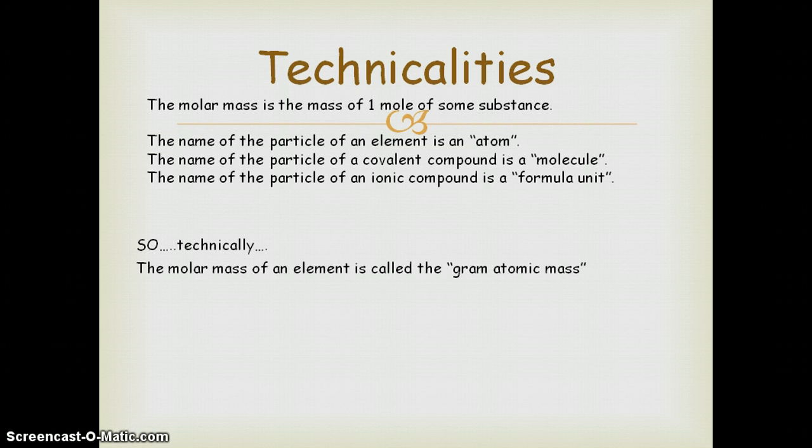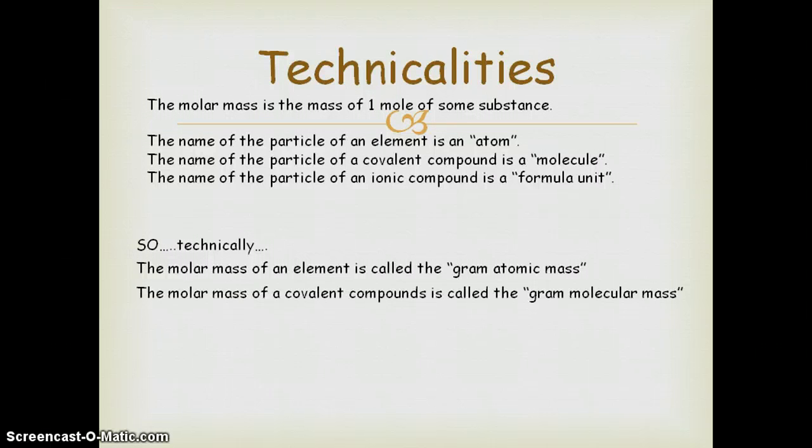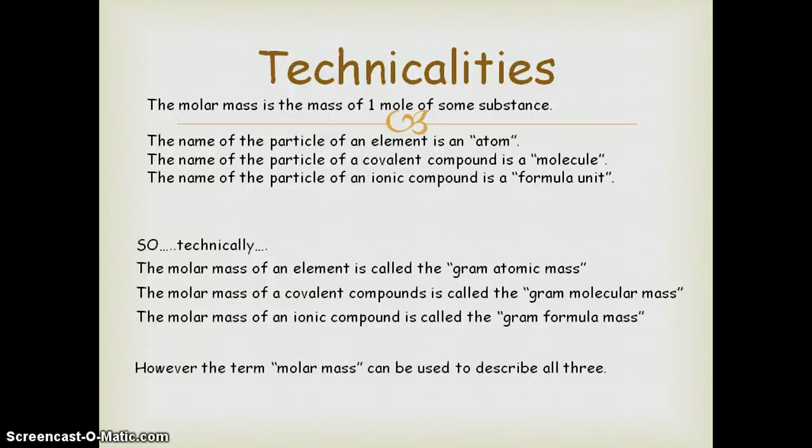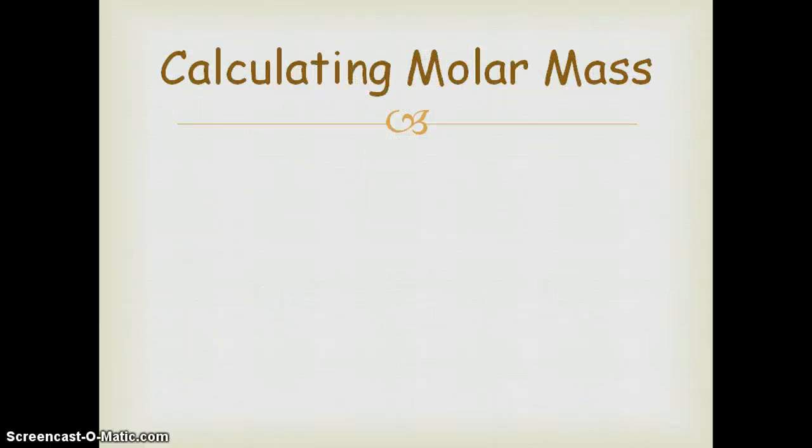Okay? So technically, the molar mass of an element is called the gram atomic mass. And technically, the molar mass of a covalent compound is called the gram molecular mass. And the molar mass of an ionic compound would be called the gram formula mass. But we use the term molar mass to describe all of these things. So if we ask for the molar mass of water, you know that water is a covalent compound and therefore would be the gram molecular mass. But it's all molar mass. So you will often hear me refer to these as simply the molar mass of these different particles.